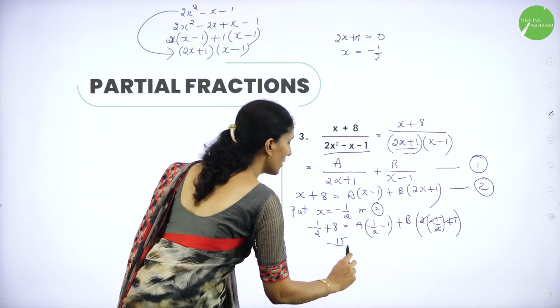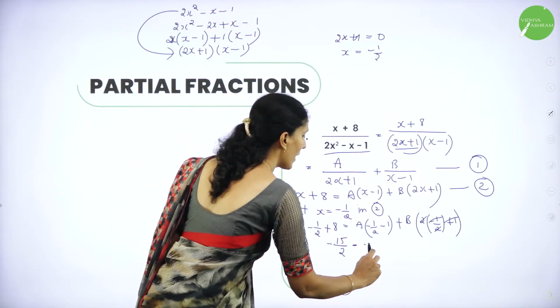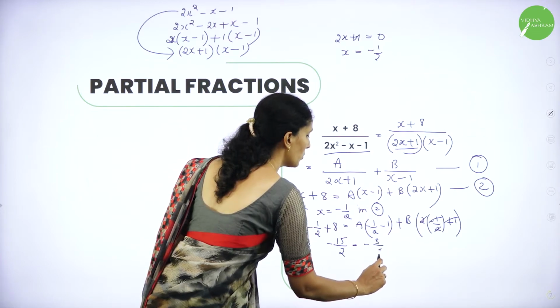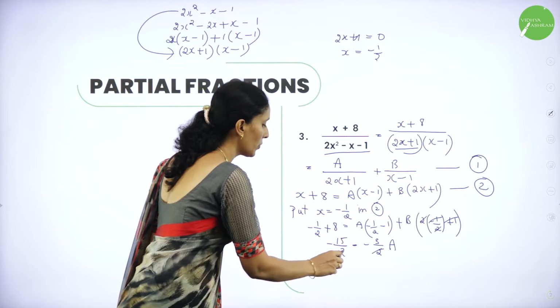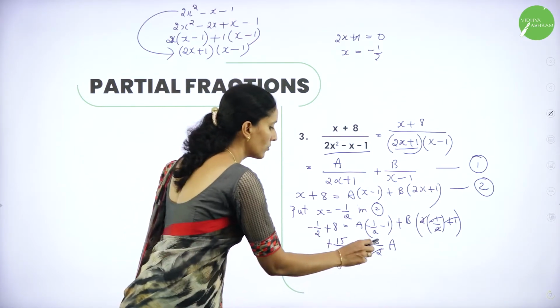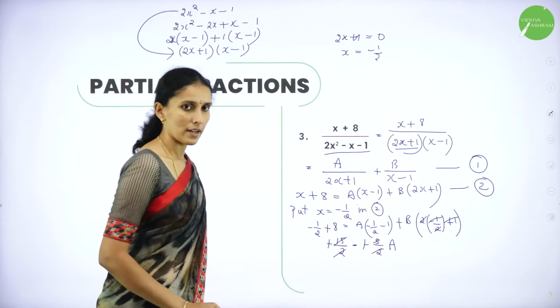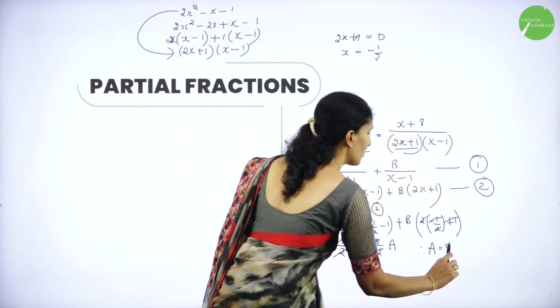Here what happens? Minus 15 by 2 is equal to minus 3 by 2 a. So 2 and 2 get cancelled, minus gets cancelled, 3 ones are 3, 3 fives are 15. So therefore what is the value of a? a is equal to 5.